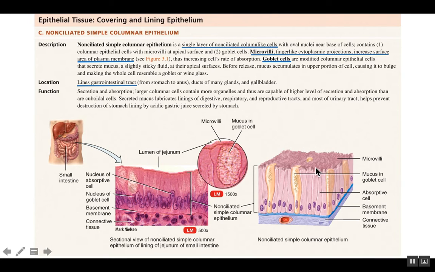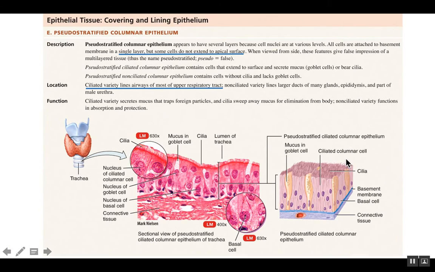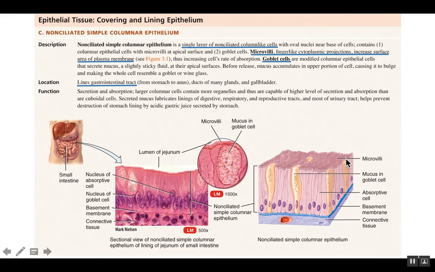Why would you need these little finger-like extensions? Well, what that microvilli does is it increases the surface area. And one example of where you need a high surface area is in your small intestines. And that's because your small intestines have to absorb large amounts of nutrients into the body.